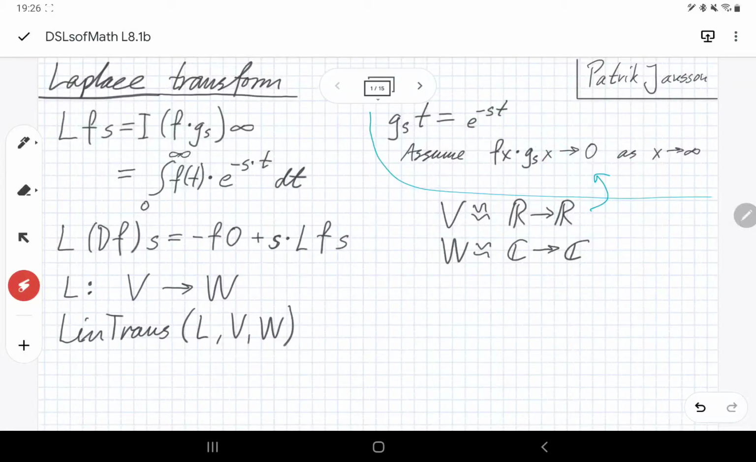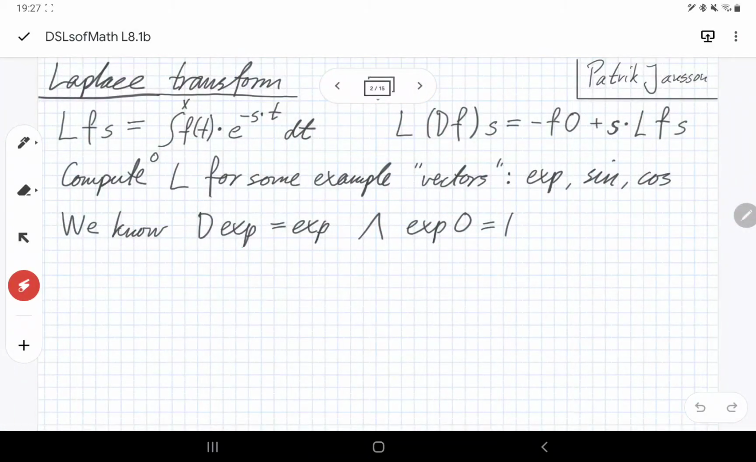Okay, and then we also found out that there is a law which lets us transform derivatives into multiplication and addition of a constant. And that's the key to their usefulness in solving ordinary differential equations. And we claim, but haven't proved, but it's a good exercise, that L is a linear transformation from the vector space of real functions to the vector space of complex functions. And then, using that, we introduced a little helper function g_s, which is just a version of the exponential function with the factor minus s in front of t.